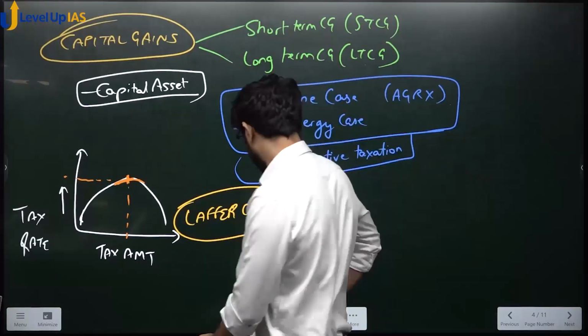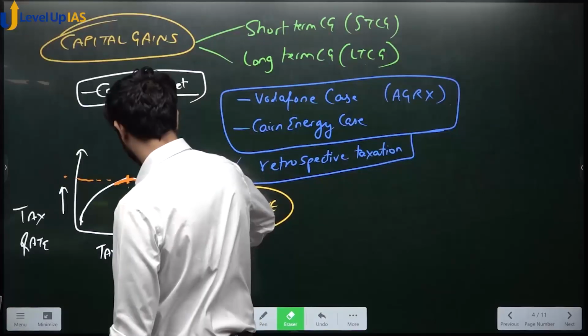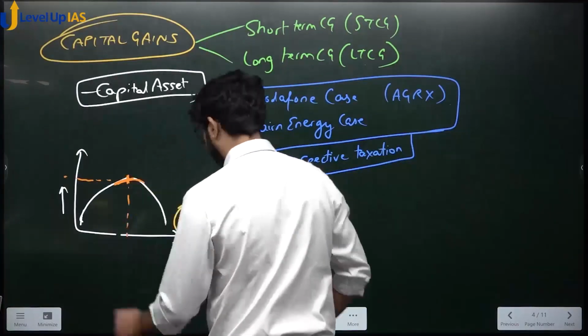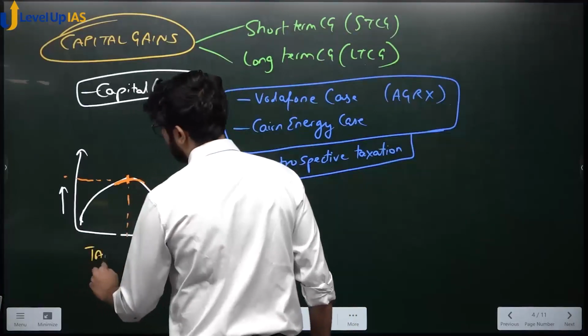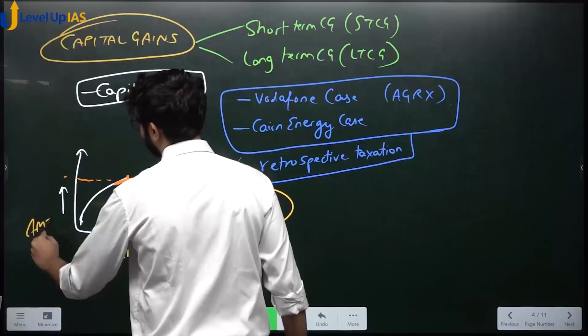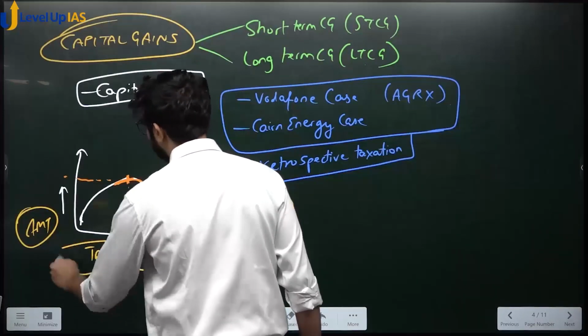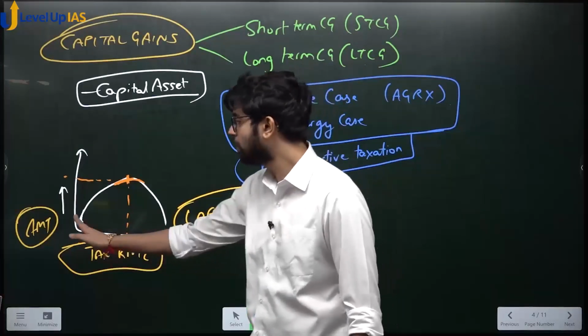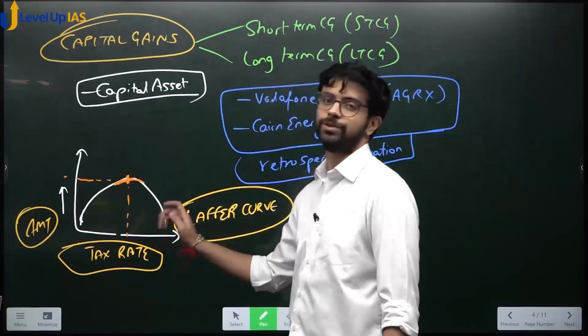I think this got reversed, didn't it? Sorry. This is the tax rate and this is the amount. That is what I was wondering, how did this happen? This is the tax rate and this is the amount. So as you keep on increasing your tax rate, your amount will initially increase, but it will then reduce.